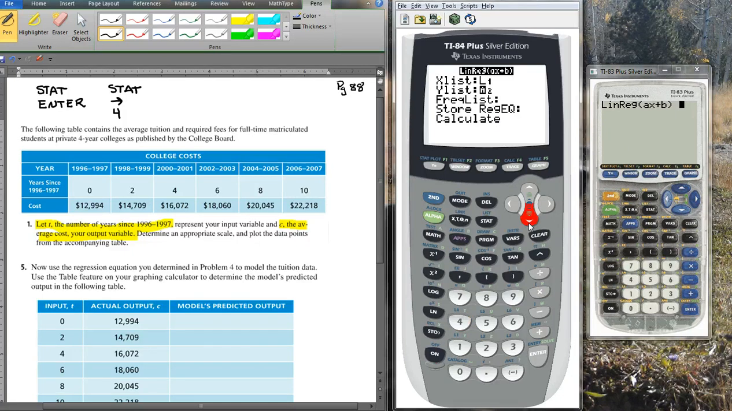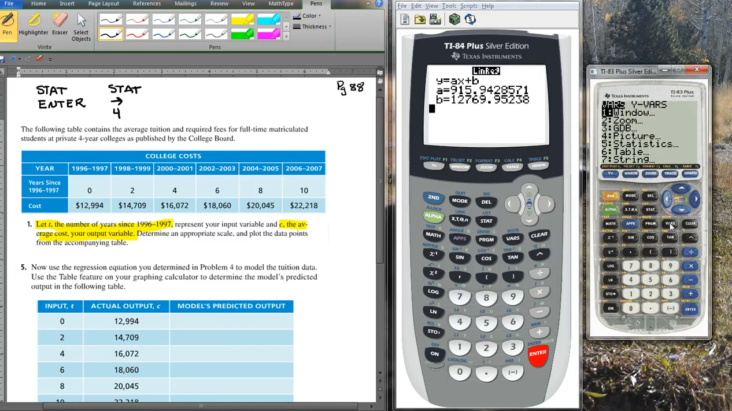So if we go back to this 84, you're going to go down to store regression equation, because we want to put that information into our y equals. So we put our cursor there. Then, I'm sorry, it's vars, I messed that up, vars, right arrow, and enter 4 times. And there's our regression equation. Over here we're going to do vars, right arrow, and then we only have to hit the enter key 3 times.